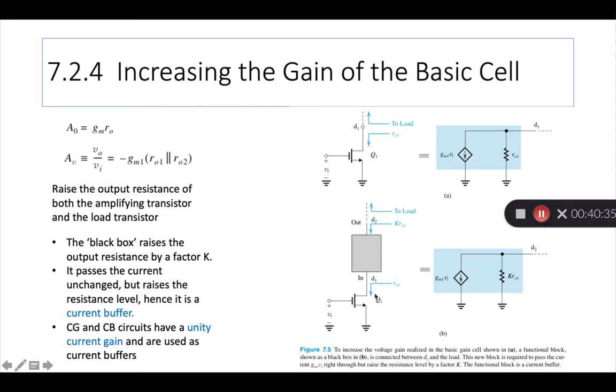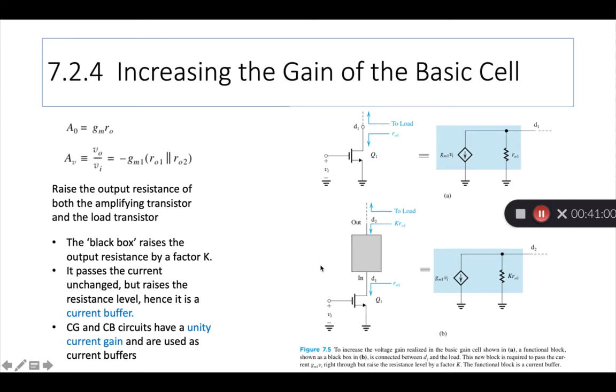So the amplifying transistor is here, the load or the current source transistor is here. If we can raise the output resistance of both, that would be wonderful. So how do we raise it? Imagine putting a box, they call it a black box, right? We don't know what's inside, but imagine putting a black box.